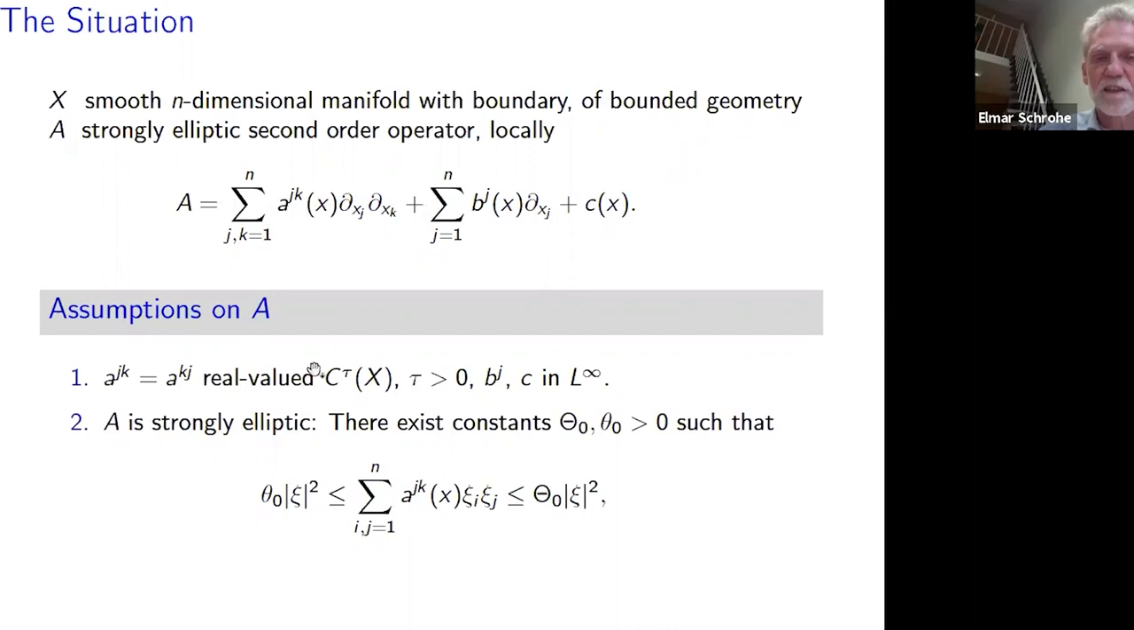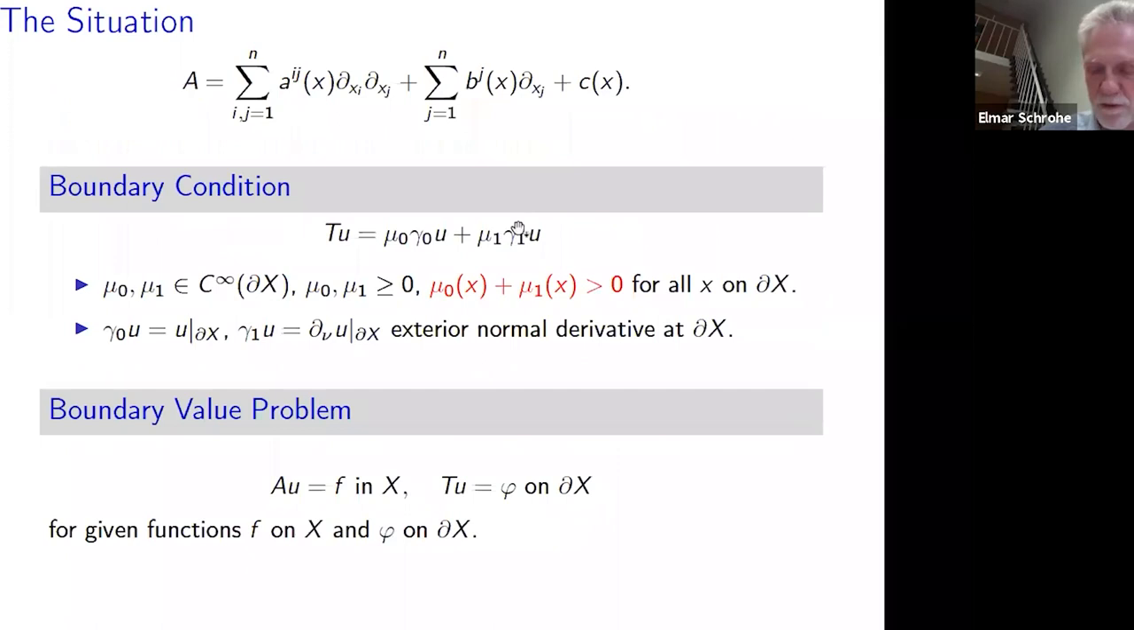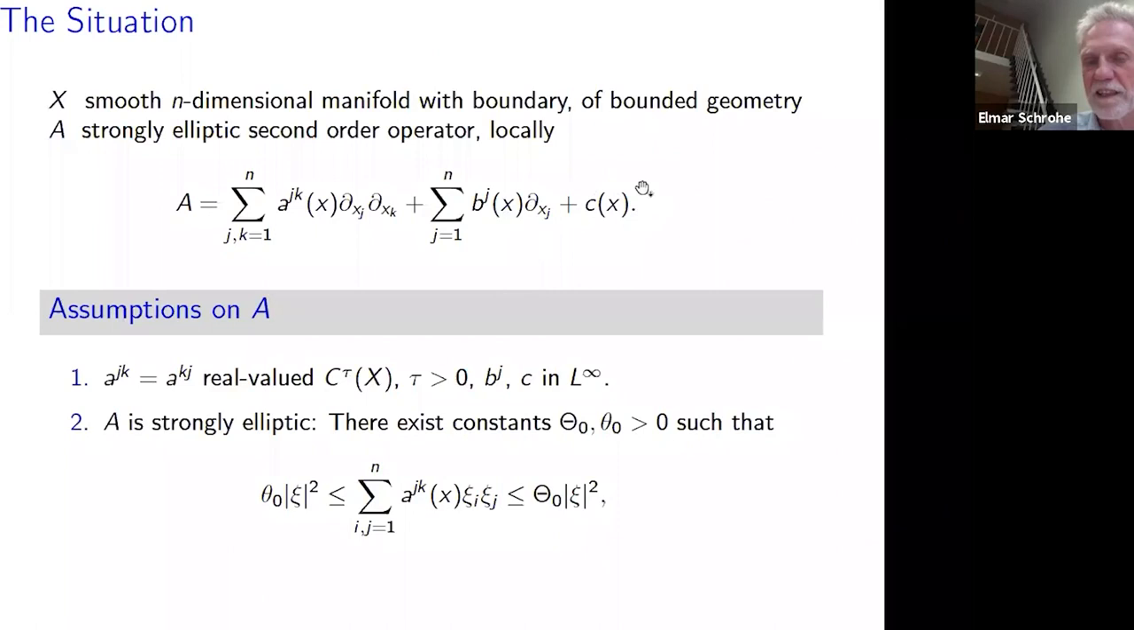The main coefficients are supposed to be Hölder continuous of order tau, for some positive tau; it need not be particularly large. Then, we have lower order terms of first order and a function of zero order. So these coefficients only need to be L infinity.